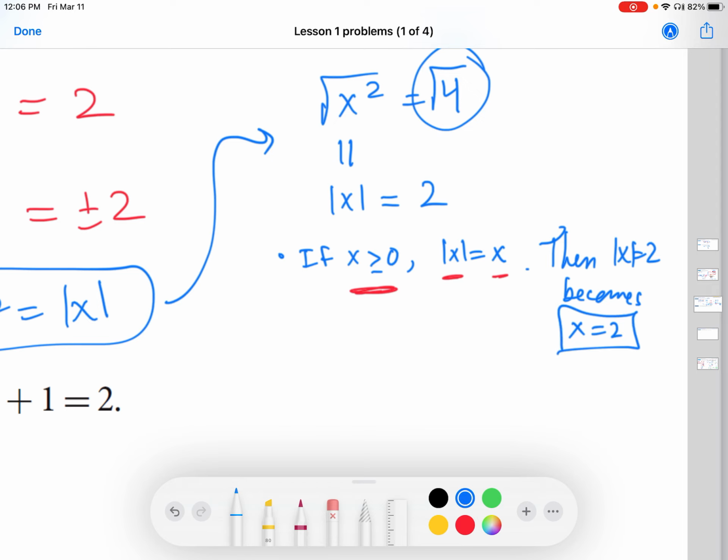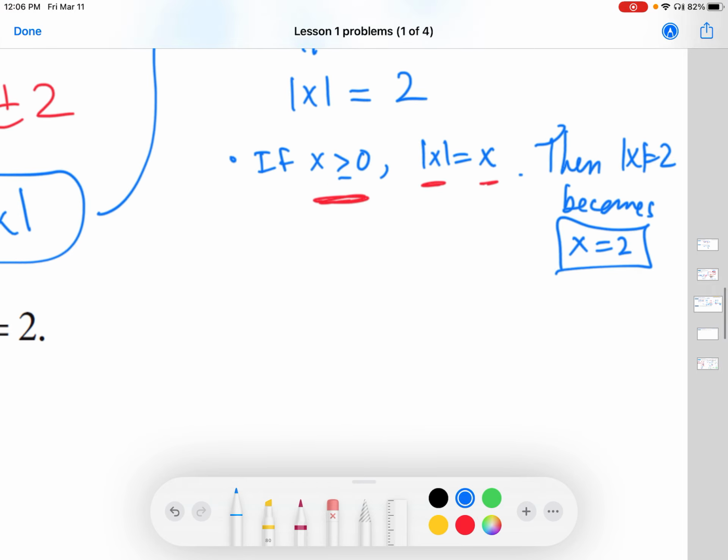Great, that's our first solution. We found the first solution. And now here's how we find the other solution. So if x is negative, then the absolute value of x, remember what it does, it gets rid of the negative sign. So to express that here, we would put negative x.